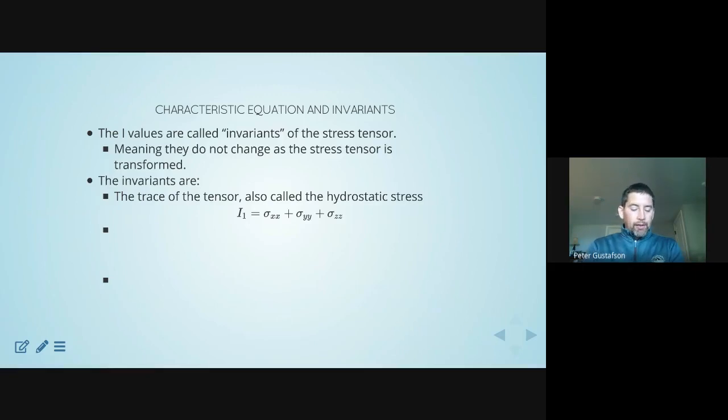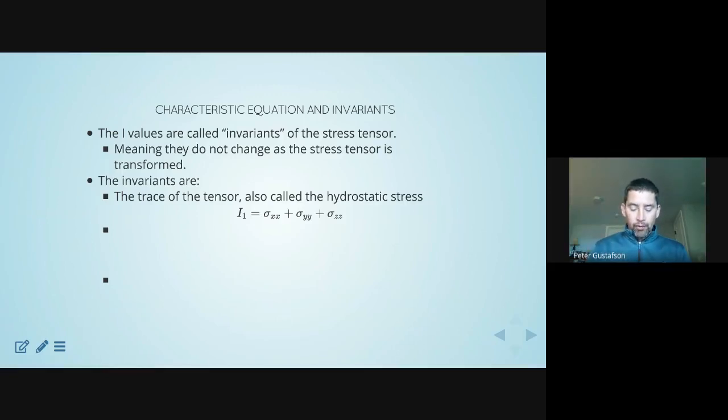So the trace of the tensor, that is the sum of the diagonal xx, yy, zz, is something that we call in structural mechanics the hydrostatic stress. Really all it is the trace of the tensor. So if you had a strain, it would be the trace of the strain. There are other disciplines where we would not call it hydrostatic stress, but here in this context, the trace of the tensor is the invariant. We give it the name hydrostatic stress because in mechanics, that's something that's actually an important concept.